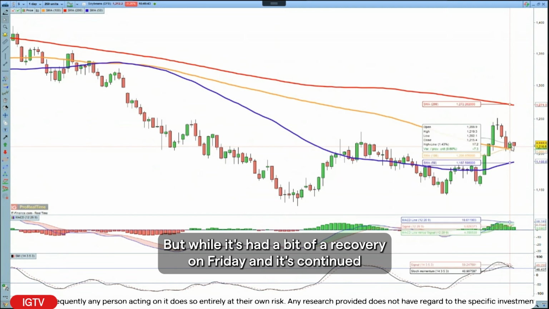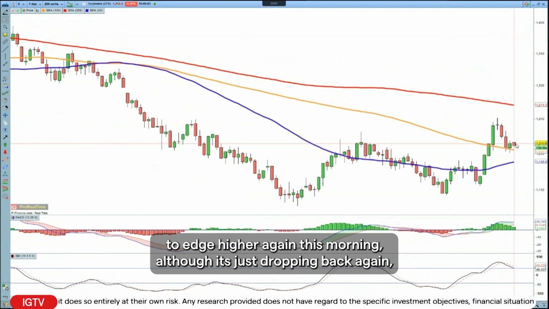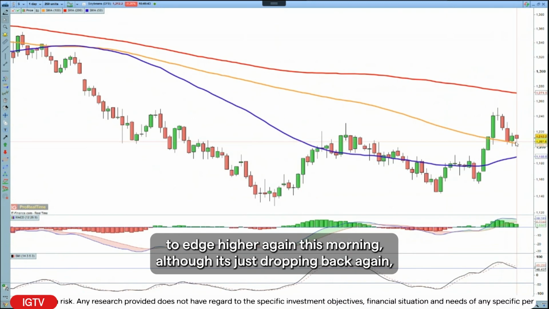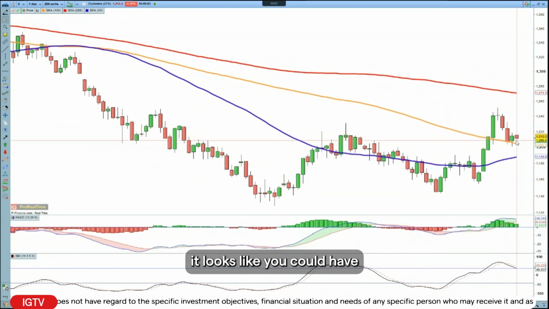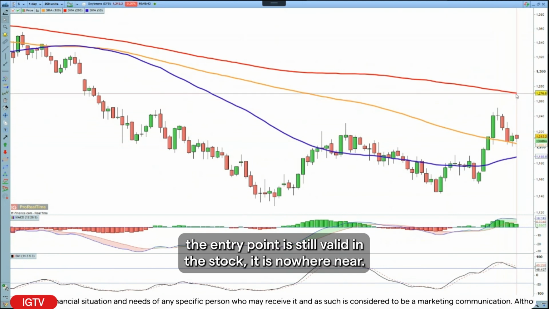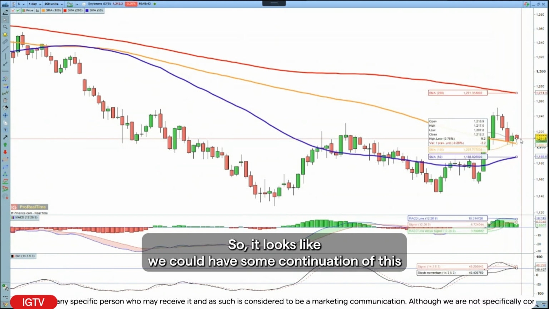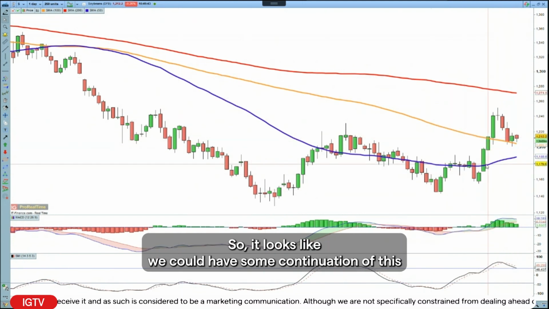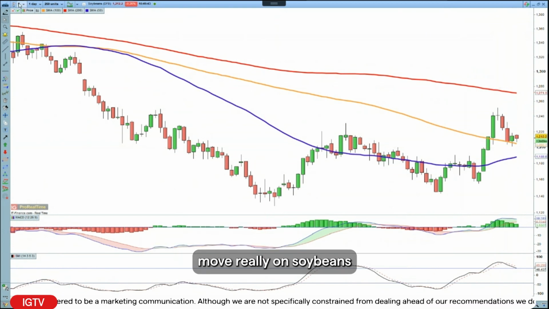While it had a bit of a recovery on Friday and it's continued to edge higher again this morning, although just dropping back again, it looks like you could have a continuation of this pattern. Certainly the entry point is still valid and the stop is nowhere near. So it looks like we could have a continuation of this move really on soybeans.